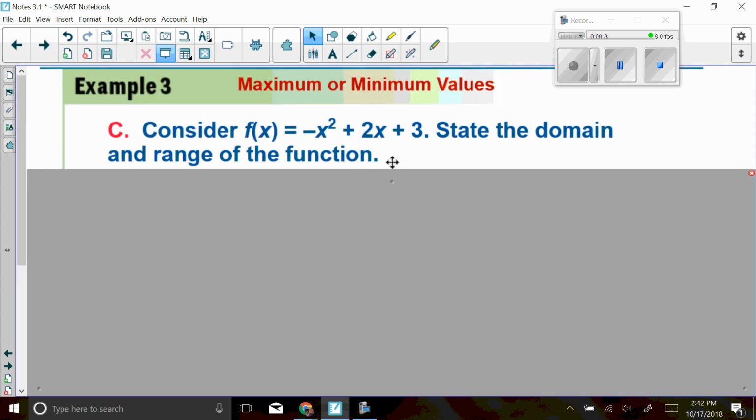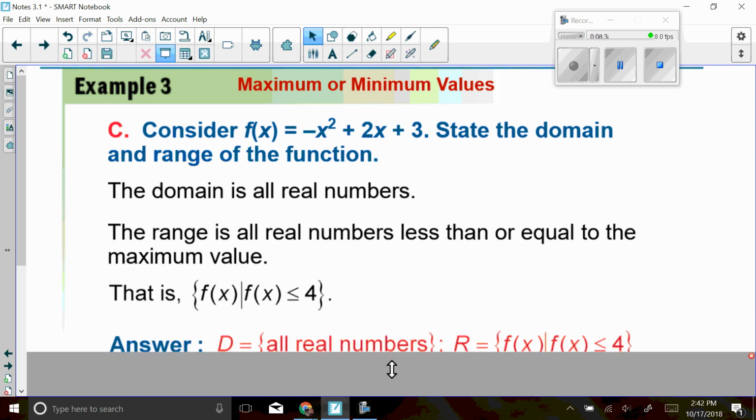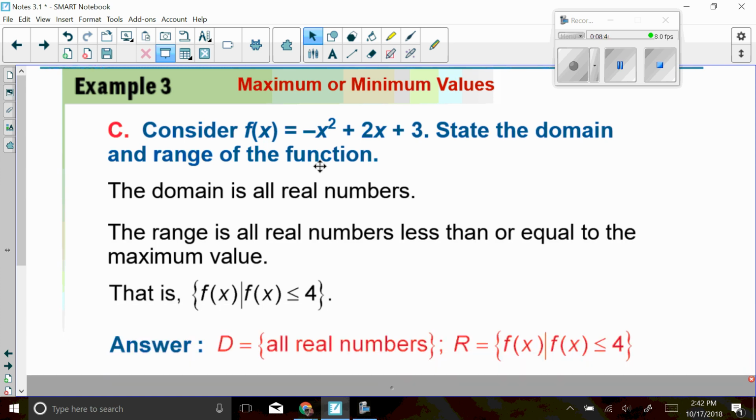And then it says, consider this function, state the domain and range. You can graph it if you want to, but the biggest thing is we are going to have all reals for the domain, because we can put any value in for x and get a real number value out. But because we have a maximum value, the range has to be less than or equal to the maximum. So it's going to be less than this. And remember, we are using interval notation.